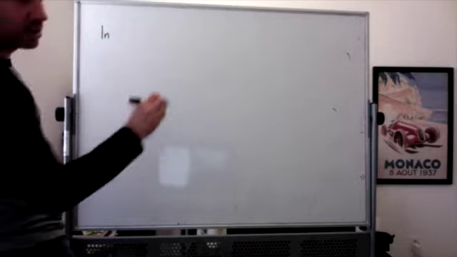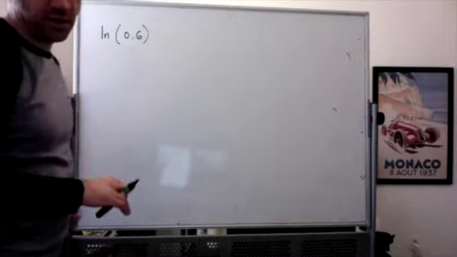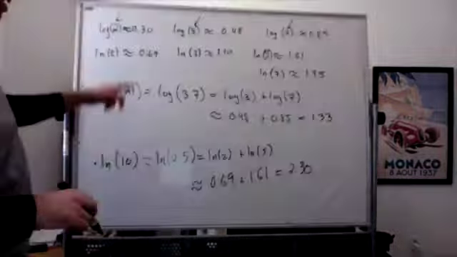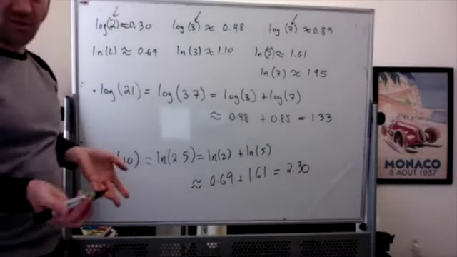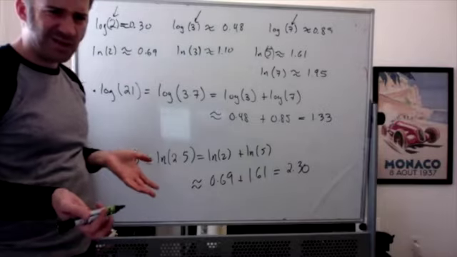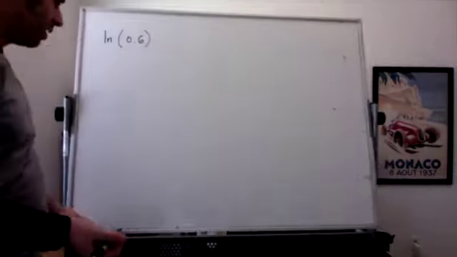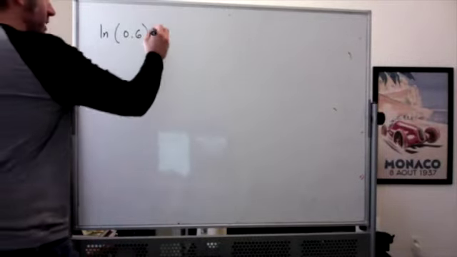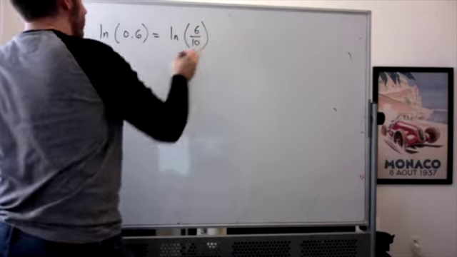0.6. So you'll notice that there's no decimals on my list. I mean, there's no natural log of decimal anything. And you might kind of think, well, 0.6 is kind of like 2 times 3. Here's the thing. If you've got a decimal, it's really going to be in your best interest to write it as a fraction. So I'm going to write this as the natural log of 6 over 10.